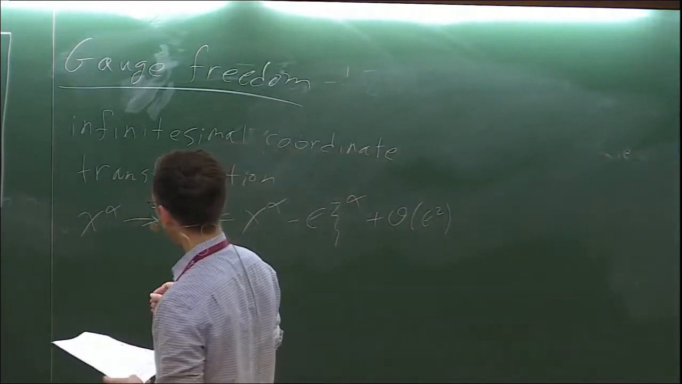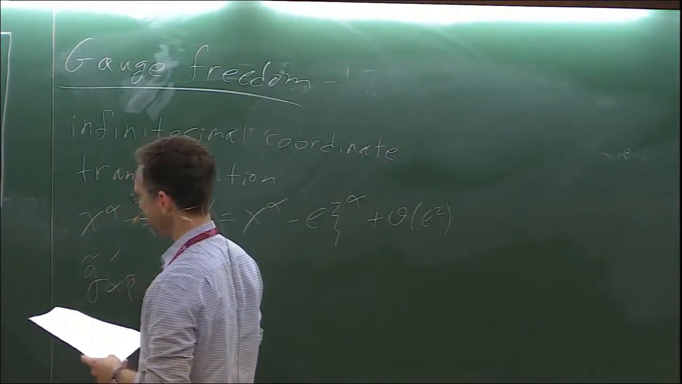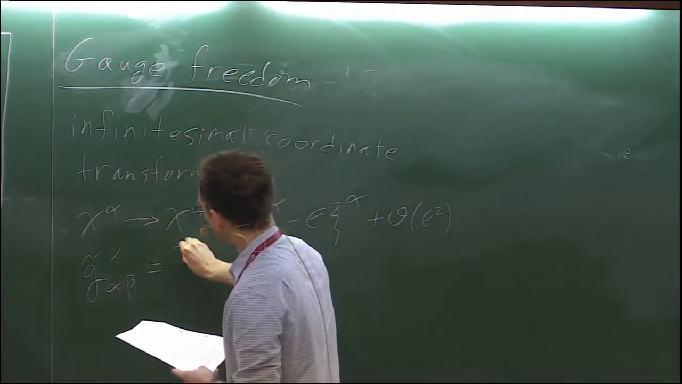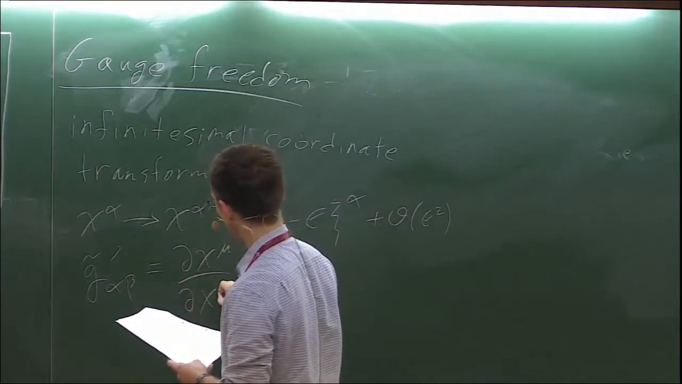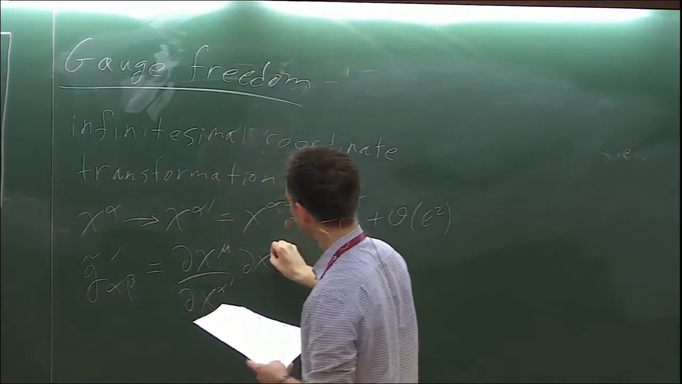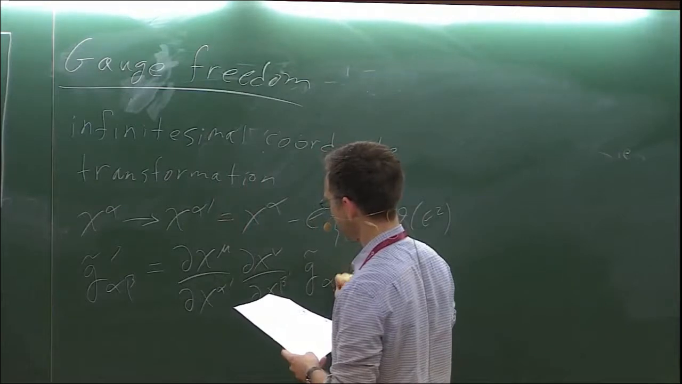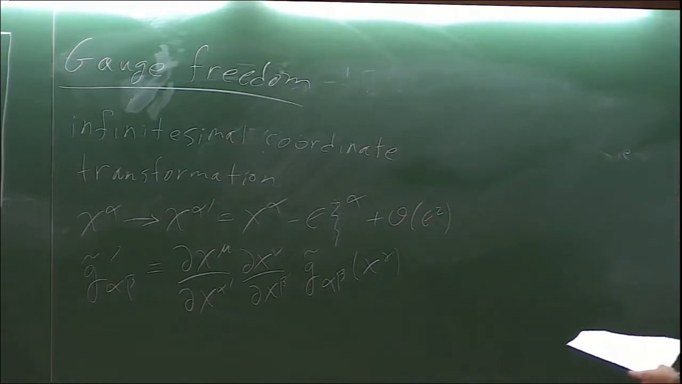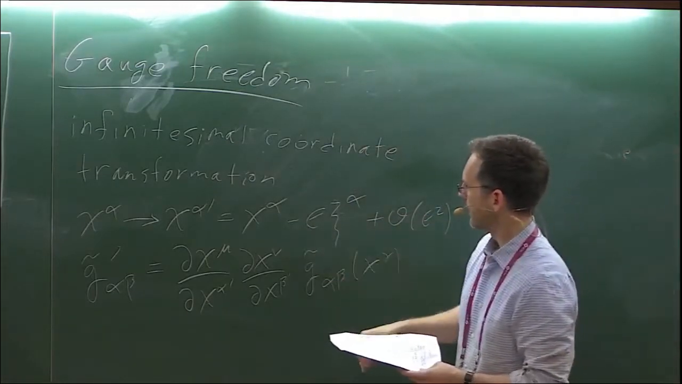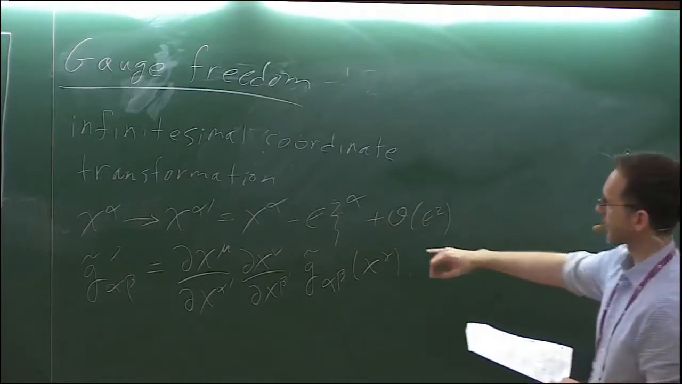So how does this impact the metric perturbation? Well, let's look at the full metric in the new coordinate system. We can just use the standard tensor transformation law. And the idea is to now perform an expansion using this and using the expansion of g tilde to figure out how the first order term, h, or h1, changes under this gauge transformation.